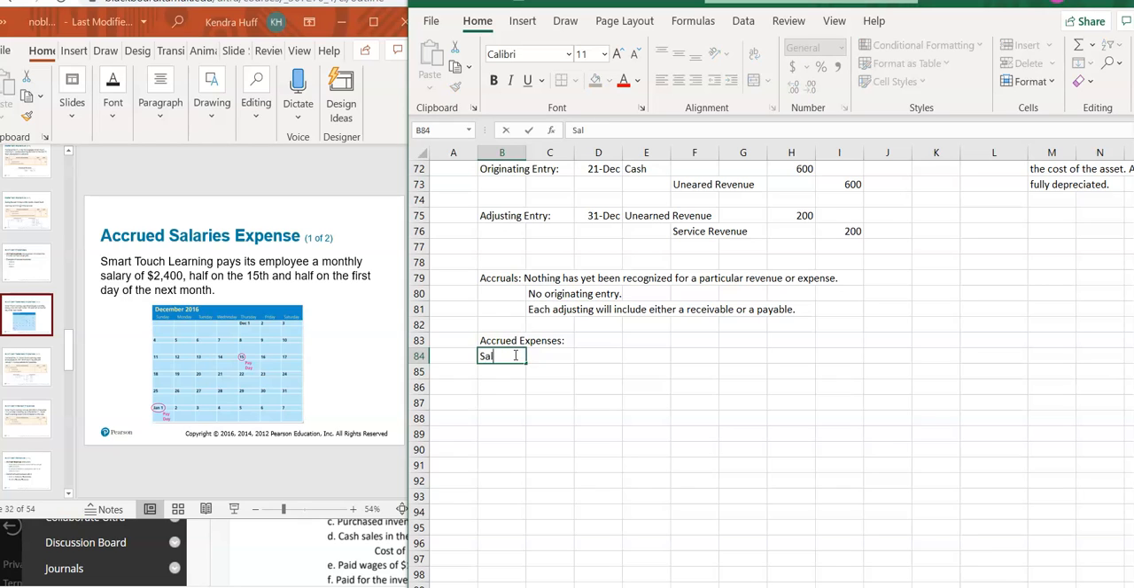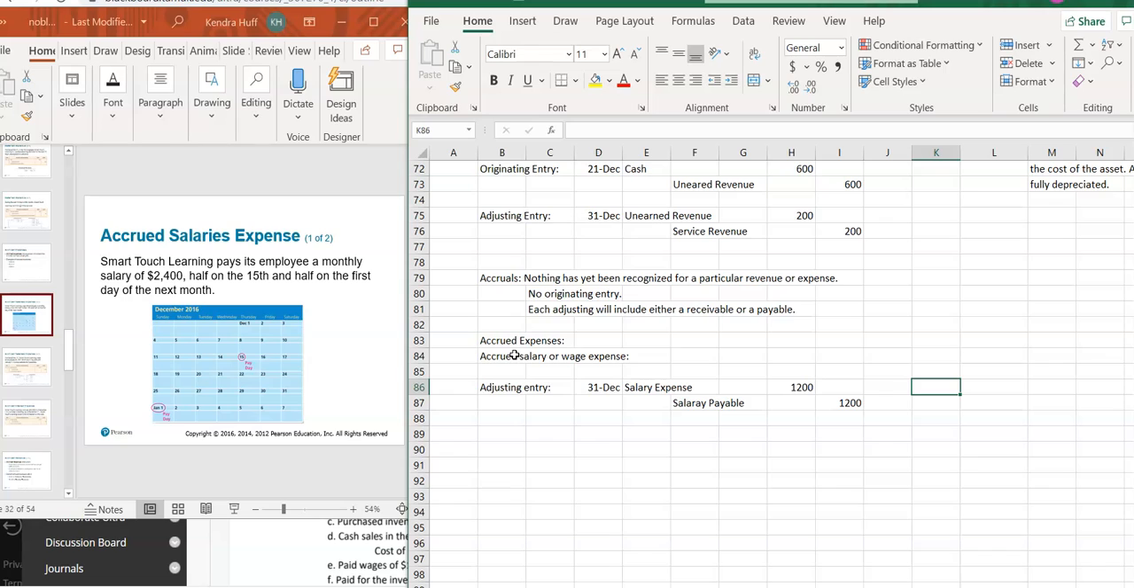Okay, so our first one here is accrued salary or wages. This one happens to be salary. All right, so the adjusting entry would be on December 31st. And they need to accrue salary expense, but they haven't paid it yet. So the offset's going to be salary payable. All right, in this case for $1,200, so for half a month. All right, and that's at December 31st.